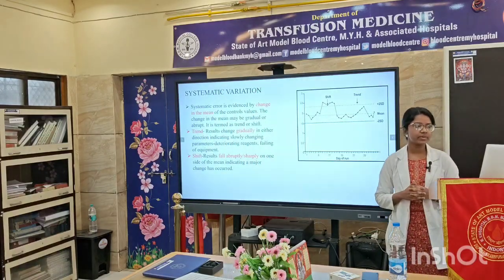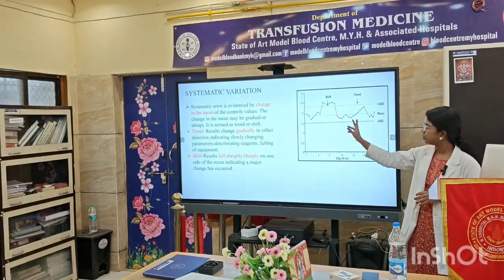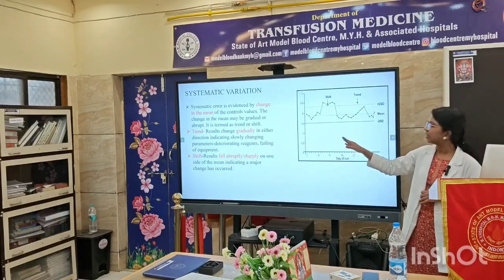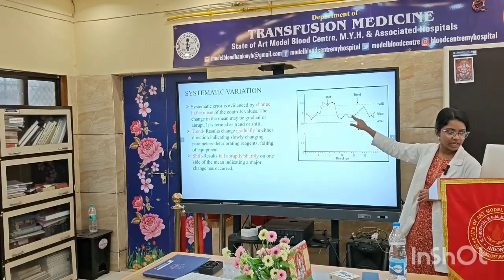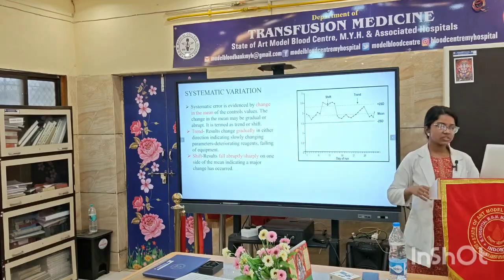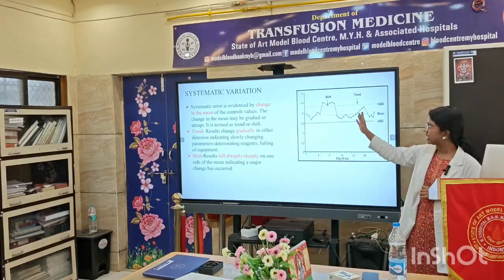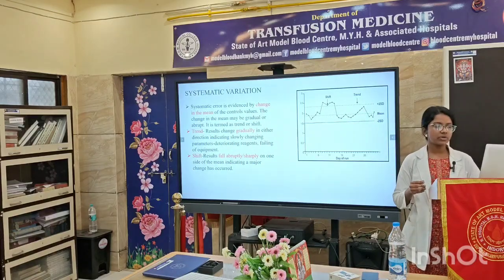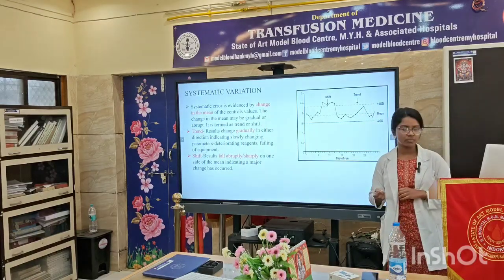So what is this systemic variation? Here we need to know two terms, shift and trend. Trend results in a gradual change in either direction, indicating slowly changing parameters. So trend is something which is going to happen very gradually. It can be due to deteriorating reagents or failing equipment.